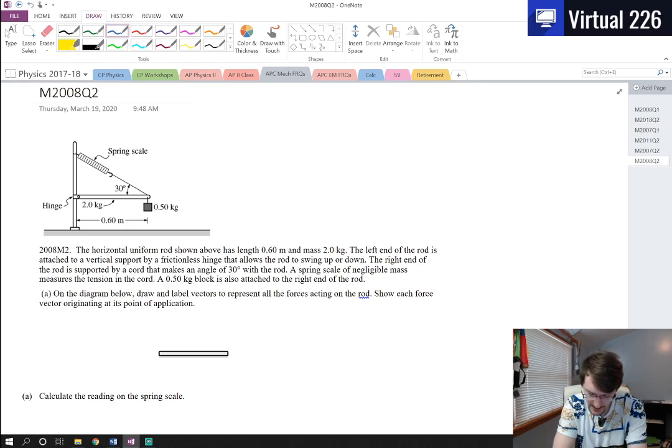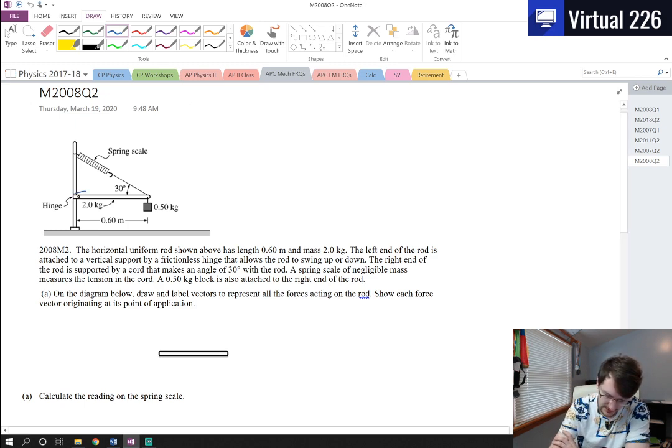We are looking at the 2008 AP Physics C Mechanics free response question number 2. It is a torque problem and a little bit of angular rotation. What we have here is a horizontal uniform rod cutting across to the center there. And this rod has a length of 0.6 meters and a mass of 2 kilograms. So that's nice for us.